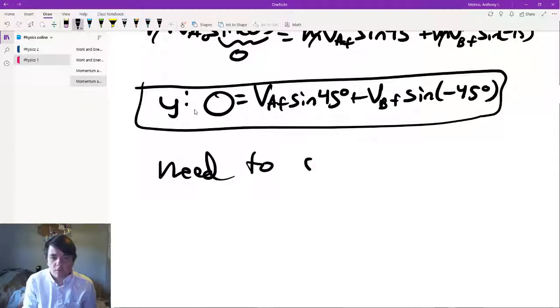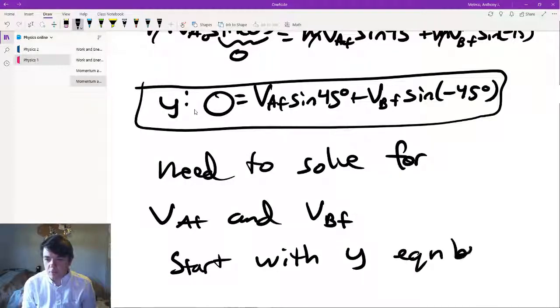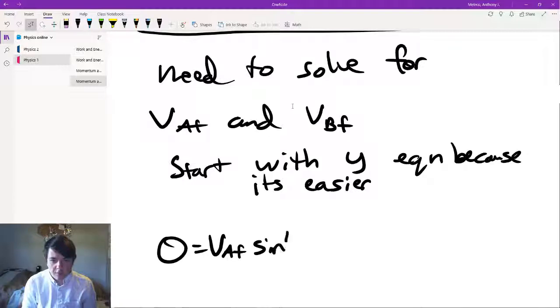So we need to solve for VAF and VBF. Okay. I'm going to start with the y equation because it's easier. Okay. So we have our y equation. 0 equals VAF sine 45 degrees plus VBF sine minus 45 degrees.